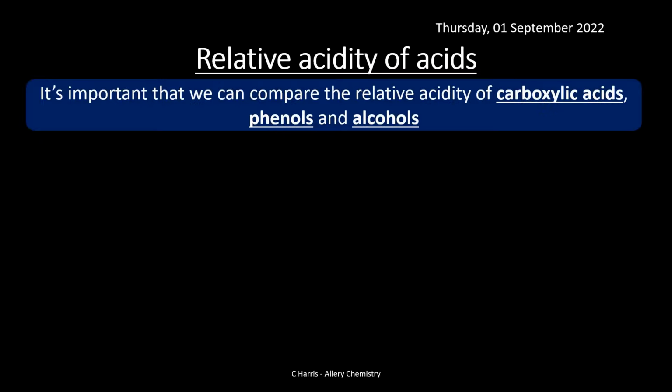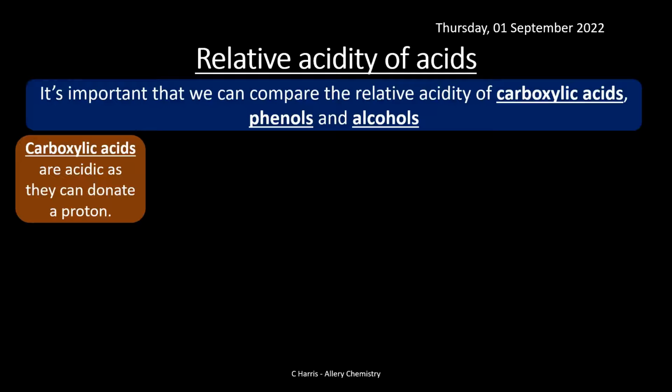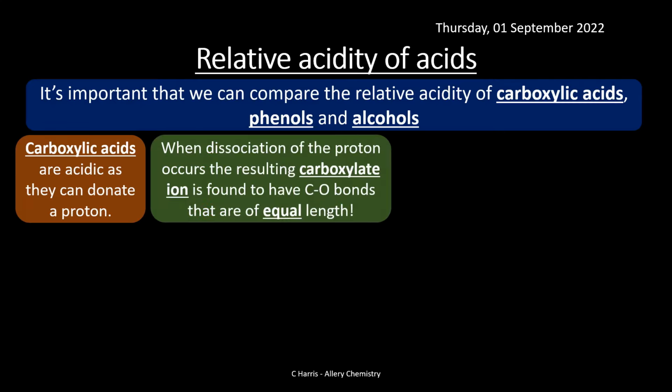So that's what we're going to look at: carboxylic acids, phenols, and alcohols. We're going to start with carboxylic acids first, okay? And they're acidic because they can donate a proton. So remember, that's the definition of a Bronsted-Lowry acid. It donates a proton, or proton donor. And when dissociation of the proton occurs, we have a carboxylate ion that is left behind.